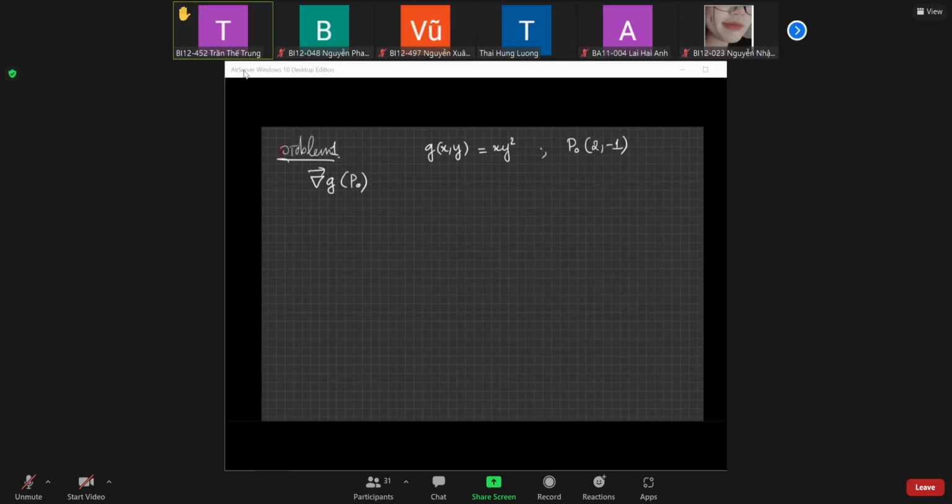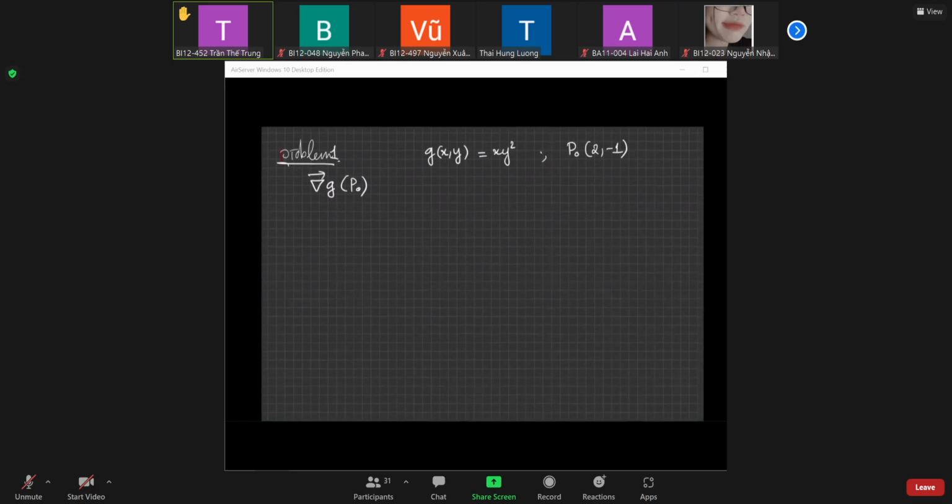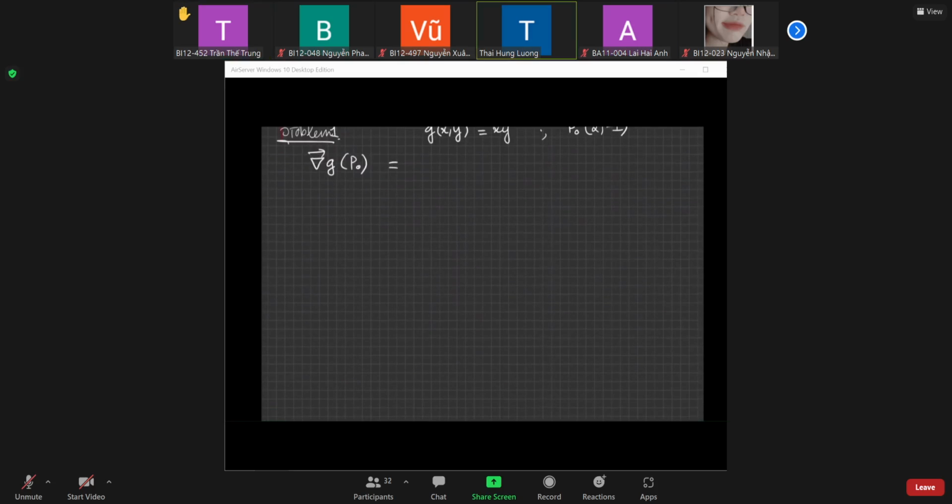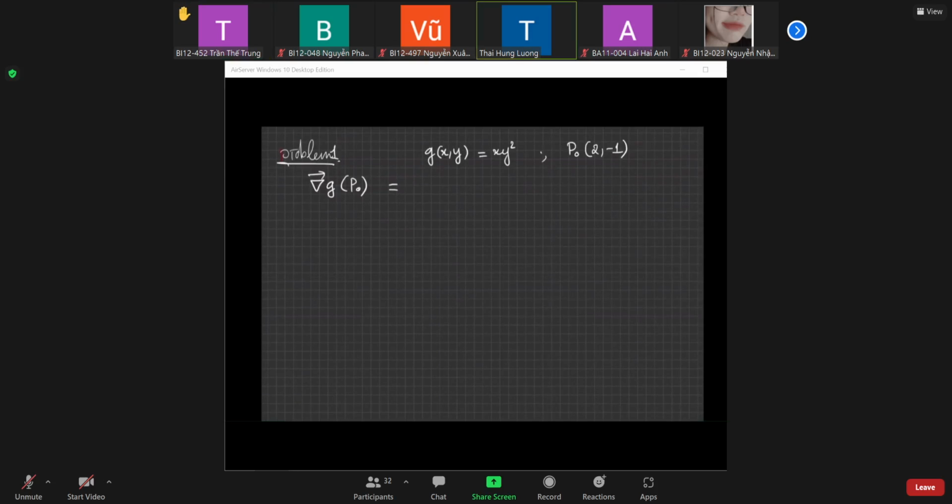So the gradient vector of this will be fx, fy, having these coordinates. So here we have a function g, right? So that should be gx and gy. So this is the representation of a vector in the form of the xy plane, right? And gx will be y square.